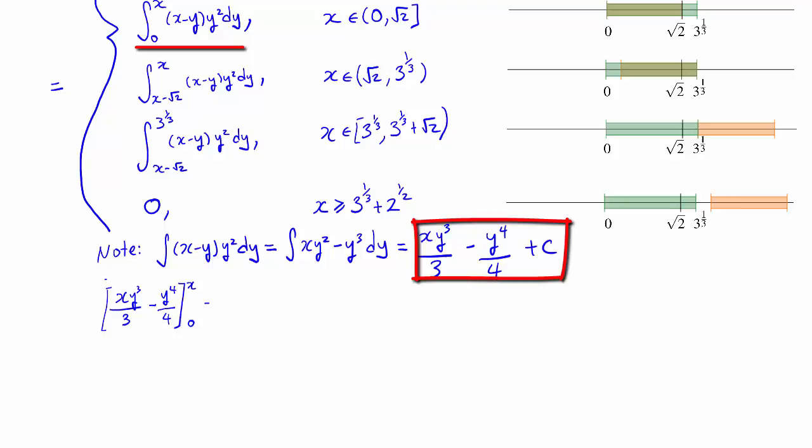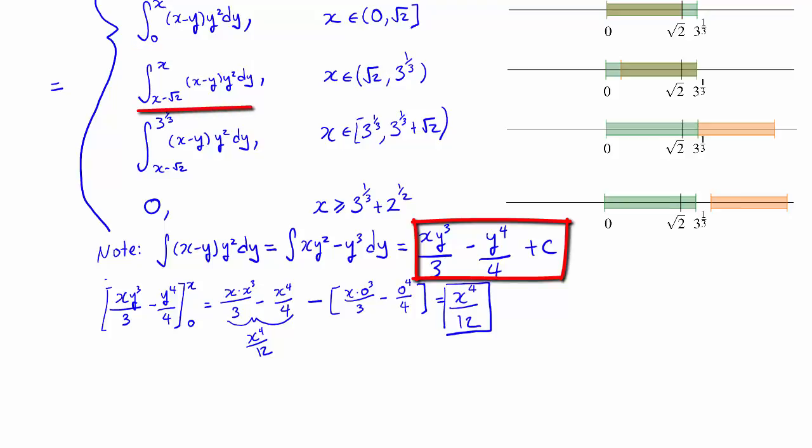We would evaluate the first one positively at x. So in other words, we substitute y is equal to x into this formula, and we get x to the fourth over 3 minus x to the fourth over 4, which is going to give us x to the 4 over 12. And then we evaluate it negatively at 0, but substituting y is equal to 0 will just give us 0. So we'll be left with x to the fourth over 12 in that case.